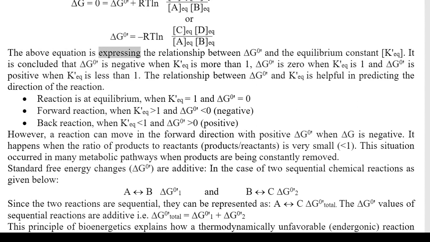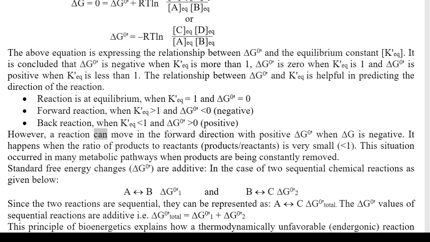The above equation is expressing the relationship between ΔG0 and the equilibrium constant Keq. It is concluded that ΔG0 is negative when Keq is more than 1, ΔG0 is 0 when Keq is 1 and ΔG0 is positive when Keq is less than 1. The relationship between ΔG0 and Keq is helpful in predicting the direction of the reaction. Reaction is at equilibrium when Keq equals 1 and ΔG0 equals 0. Forward reaction when Keq greater than 1 and ΔG0 less than 0, negative. Back reaction when Keq less than 1 and ΔG0 greater than 0, positive.